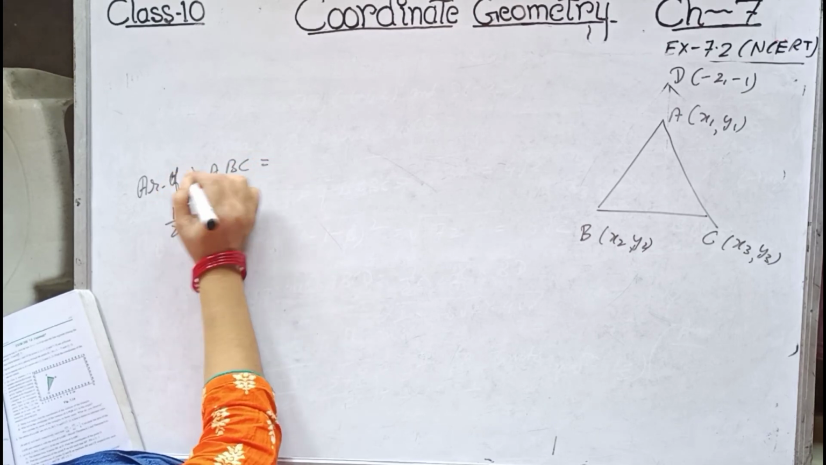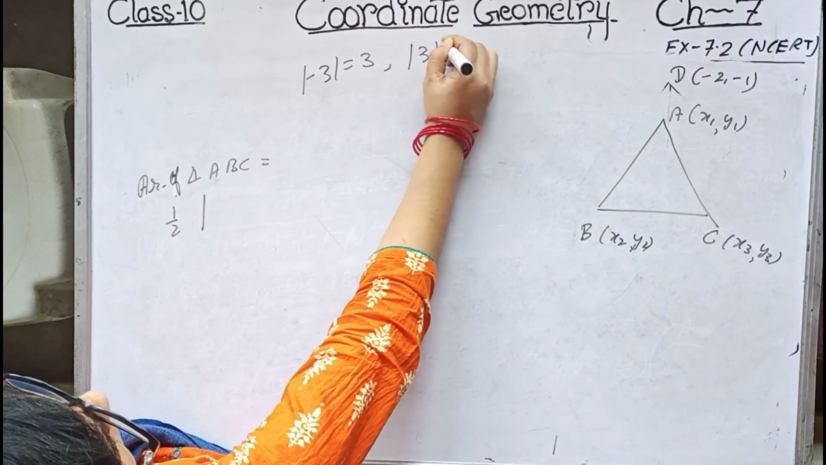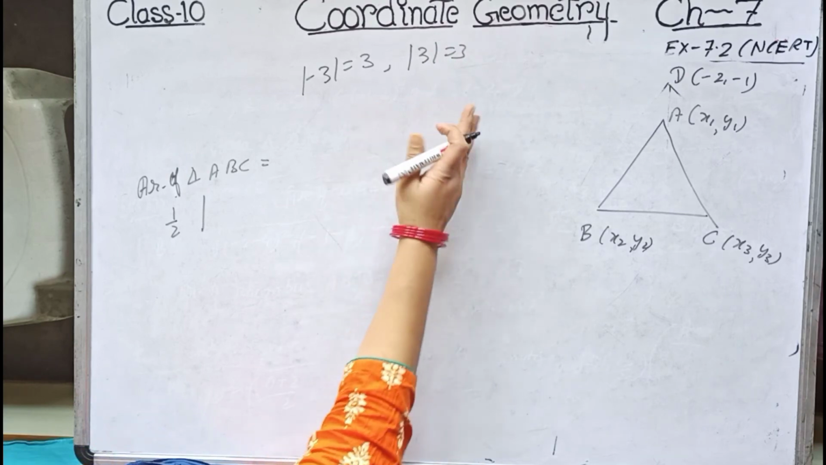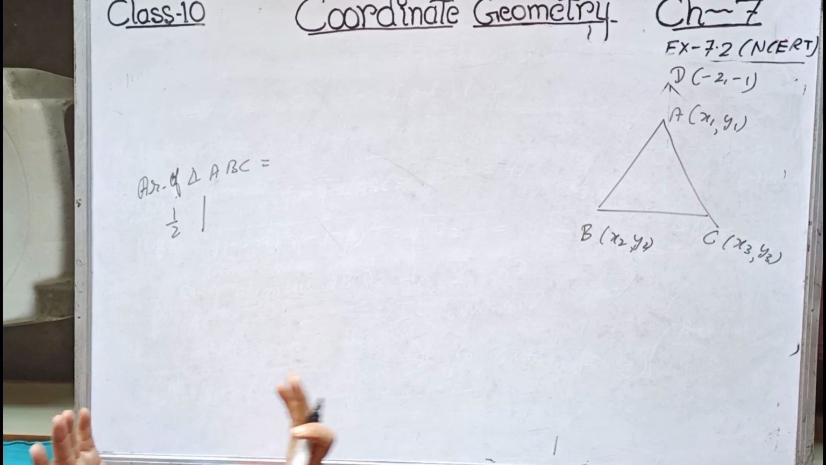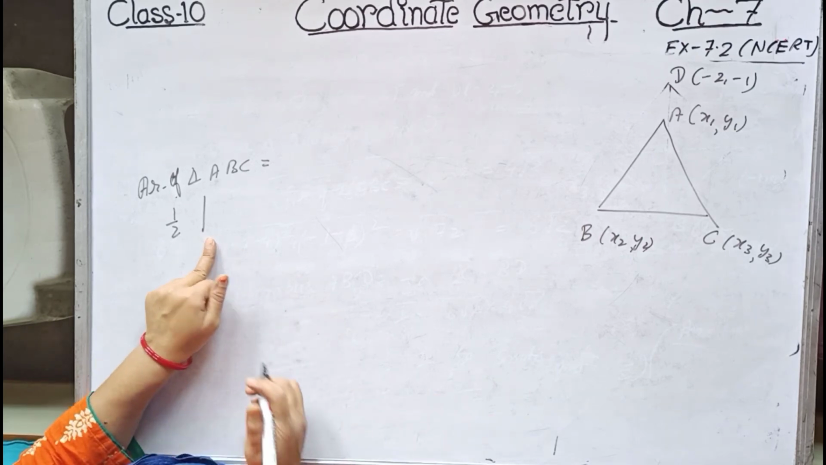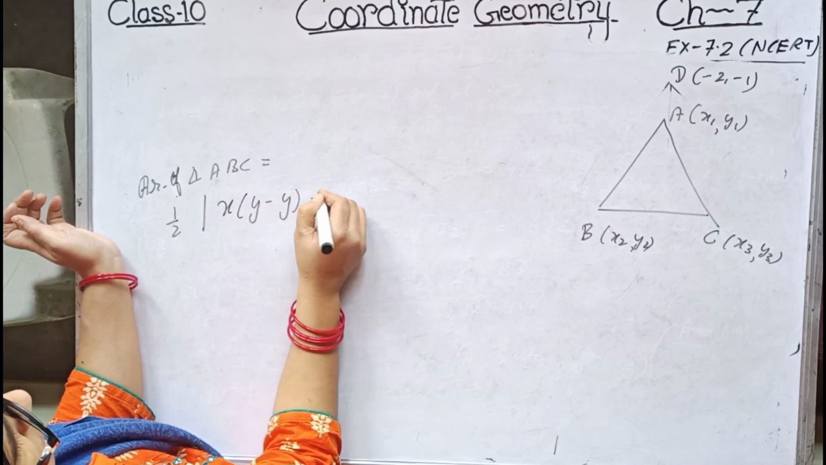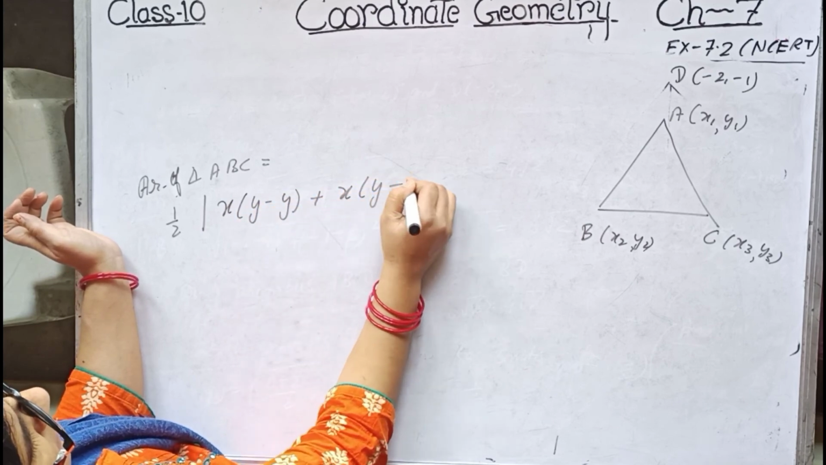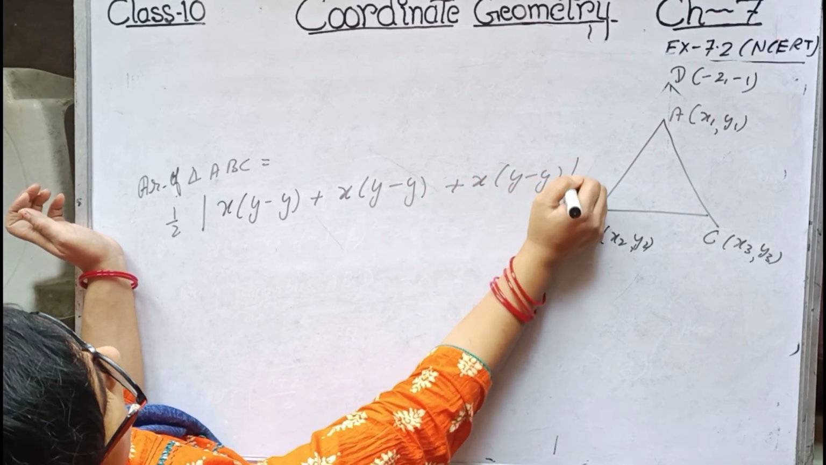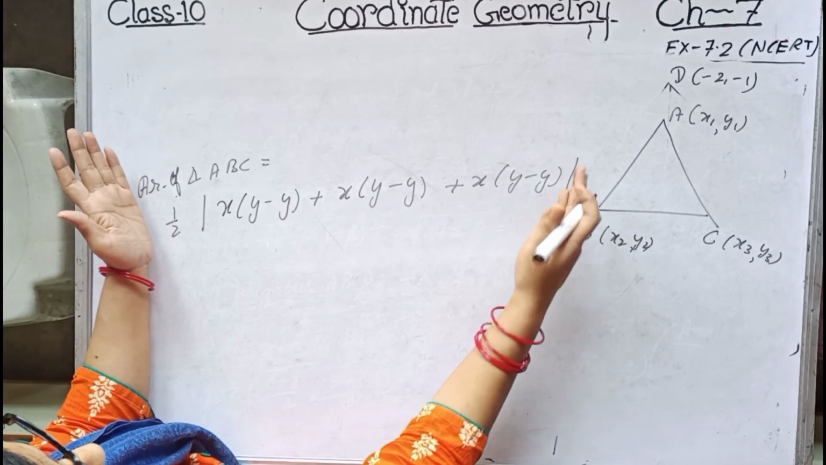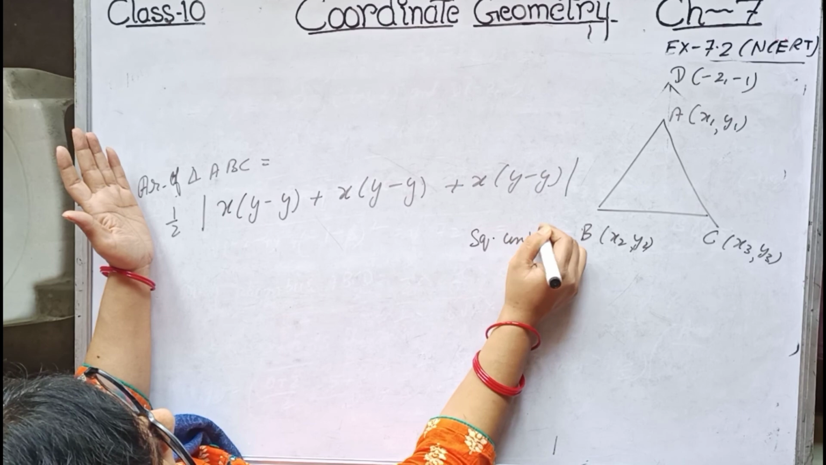Modulus means absolute value. You know modulus of minus 3 equals 3. Modulus of 3 equals 3. You know the absolute value as well as the definition. So half into, because area cannot be negative, that's why the modulus sign is given. And then you write x1 (y2 minus y3) plus x2 (y3 minus y1) plus x3 (y1 minus y2), and close the modulus bracket, and this is in square units.